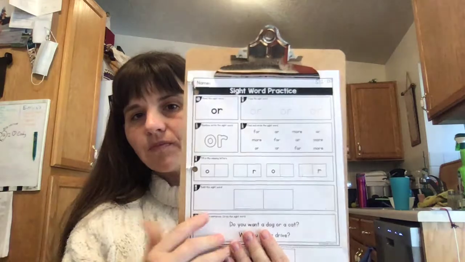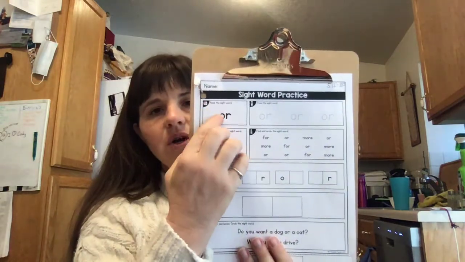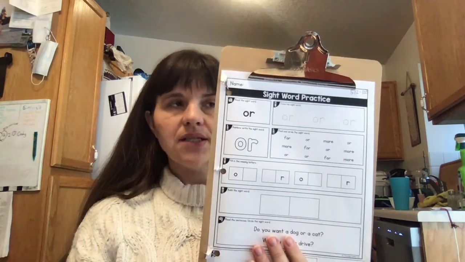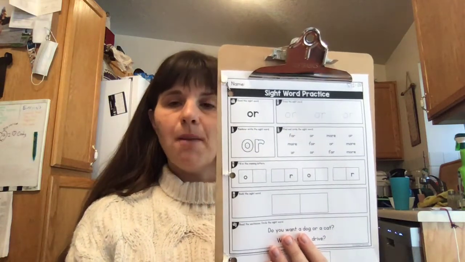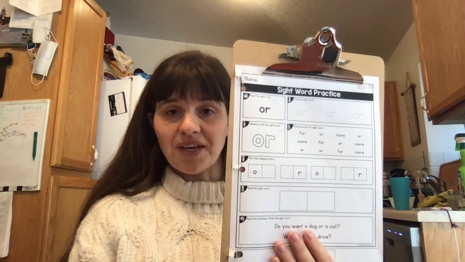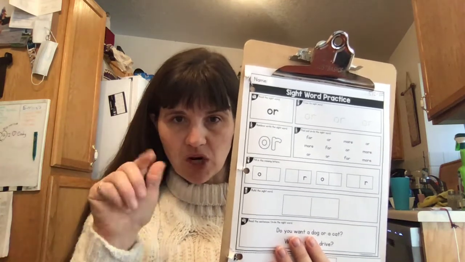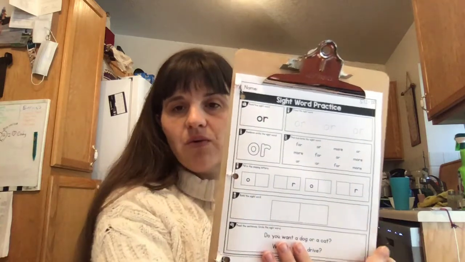This is the sight word or. O-R says or, and that's something we're going to go over a lot more in a few weeks. But remember, with sight words, you're just supposed to memorize them and know them. Or. This is the sight word or.